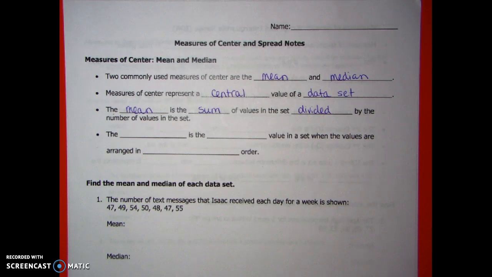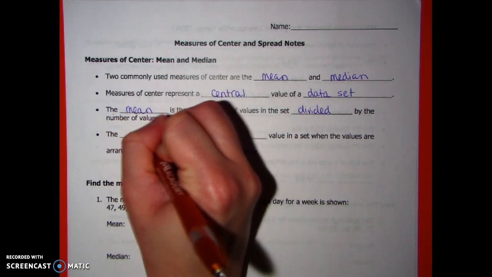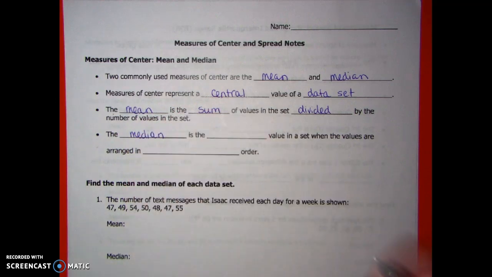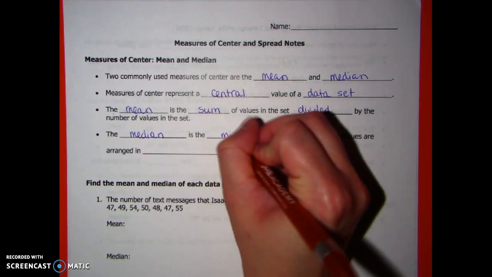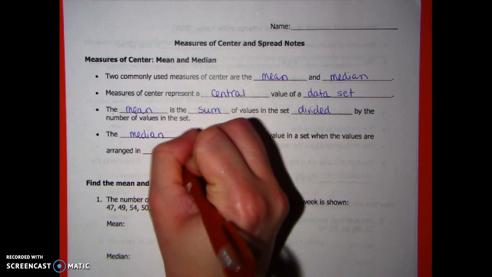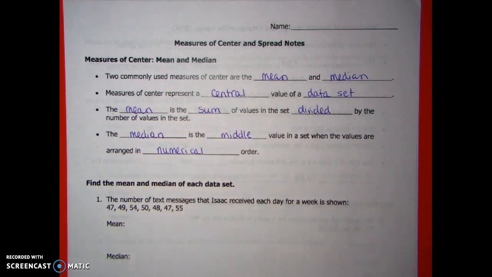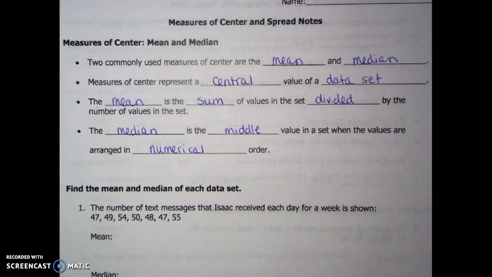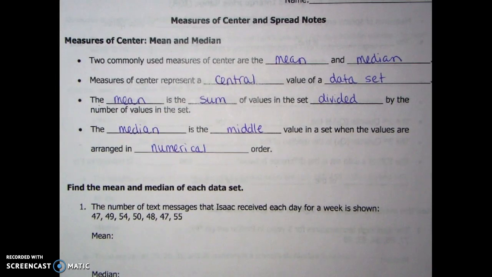So sometimes we add up all the assignments that you do or the test scores and then divide by however many assignments there were. So we've done this before. And the median is the middle value in a set when the values are arranged in numerical order. So when we do a few examples here, we'll actually have to rewrite it in numerical order from least to greatest. Okay, so that was the lovely fill in the blank part.